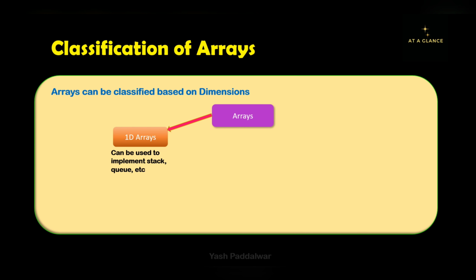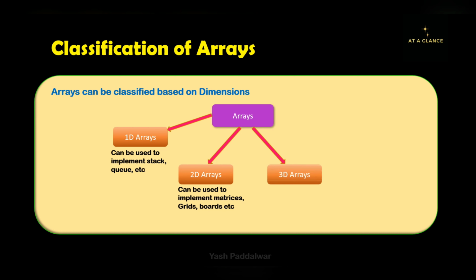For example, stacks and queues. Don't worry if you are unaware of the names stacks and queues. We will be looking into it later. For now, just remember that stacks and queues are examples of one-dimensional arrays. Moving forward, we have two-dimensional arrays in which elements are stored in two dimensions. For example, elements can be stored in a horizontal way as well as in a vertical way. Examples of this are matrices, grids, and boards.